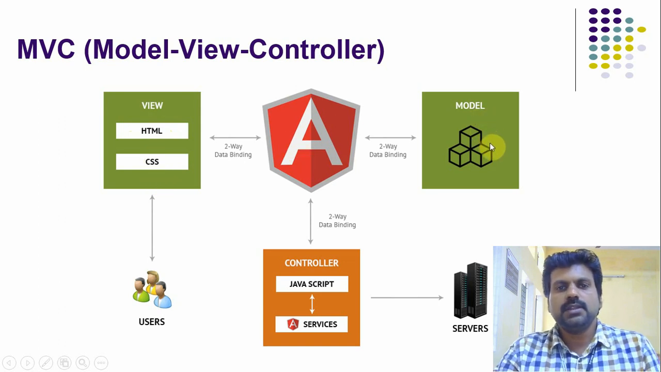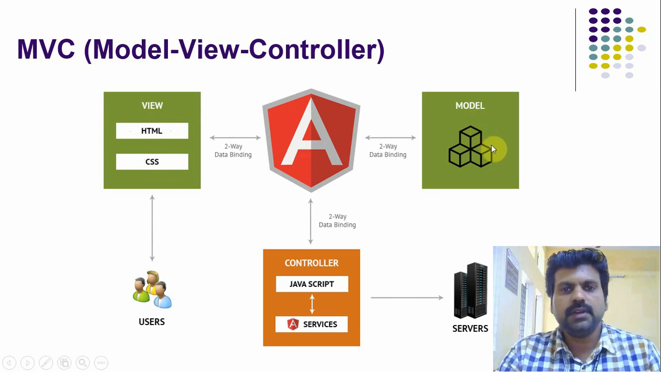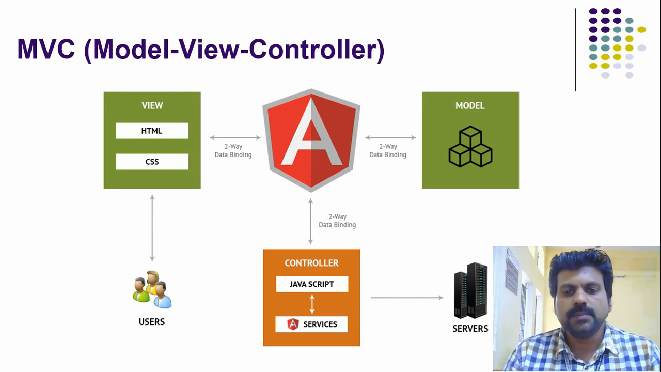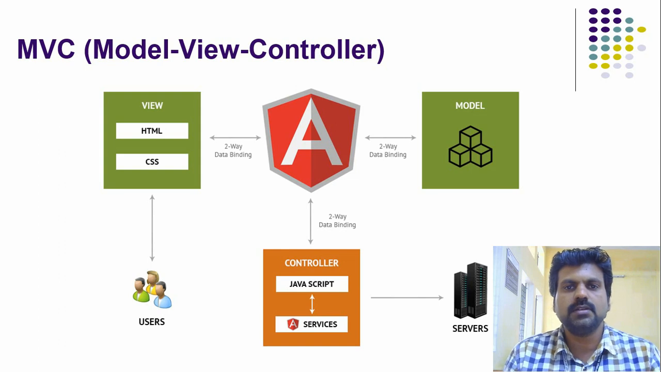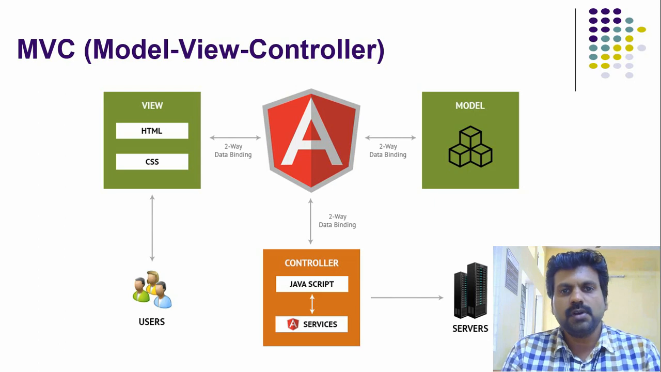In model, we can use a database, an array variable, or a normal variable for storing the data. And controller is basically JavaScript functions used to represent some business logic to store the data, to retrieve the data, and to bind the data in the view. So the controller is a mediator between view and model, which will coordinate the activities of the particular application.